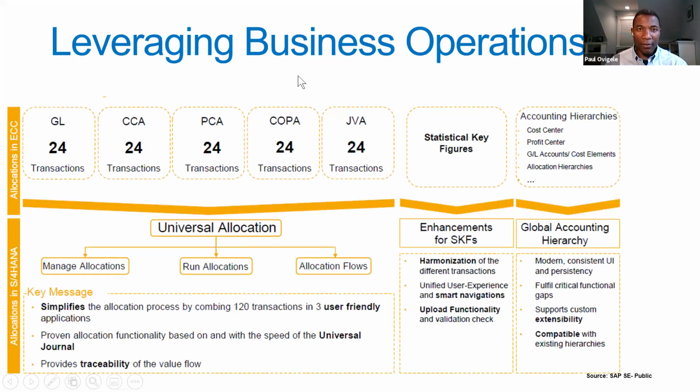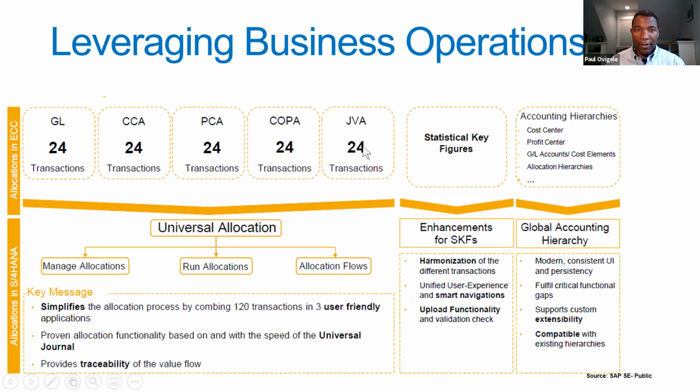Right, so this is another SAP slide. This is the business operations, showing how these 120 transactions are merged into just 3 apps. It simplifies the process by combining these 120 transactions. Like I said, it uses the data from the Universal Journal. If one of those objects has been allocated, like the cost center, you'll get all the downstream data in your receiving cost object, and the postings will look in the Universal Journal just as granular as anything else in the Universal Journal. And I had already mentioned traceability of the value flows.